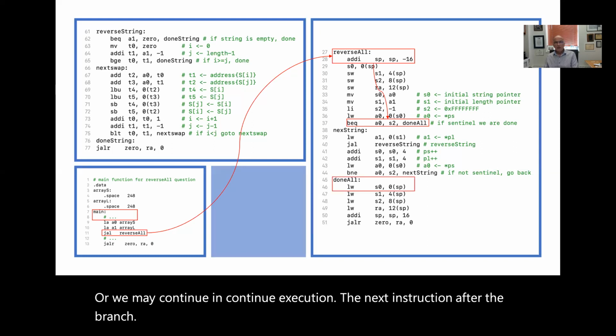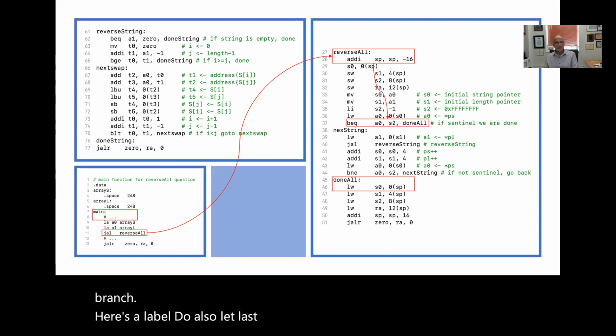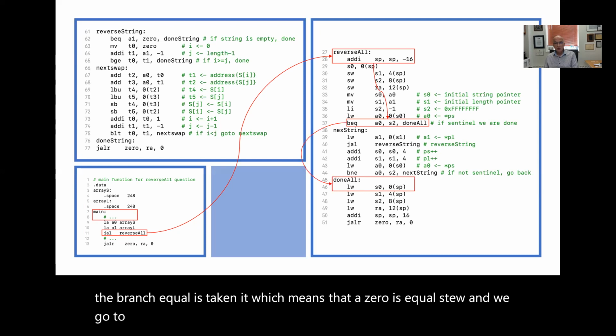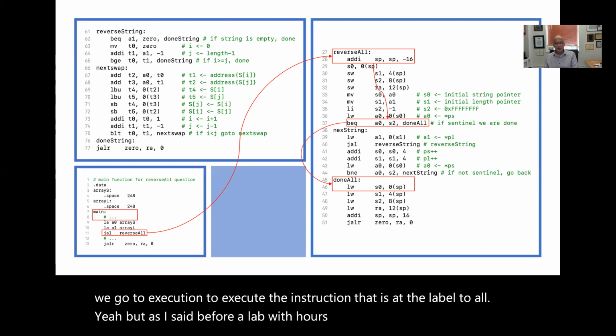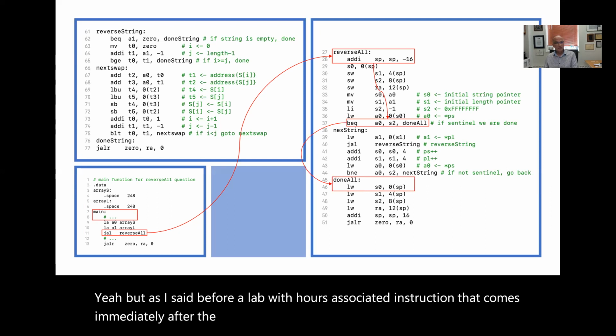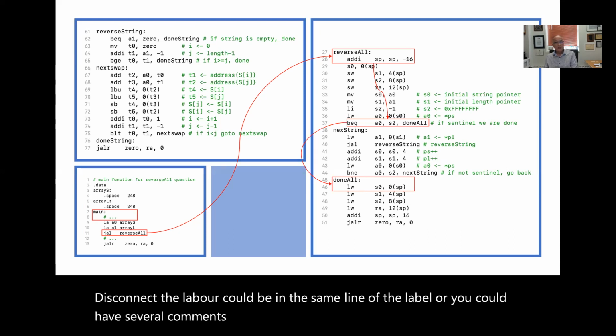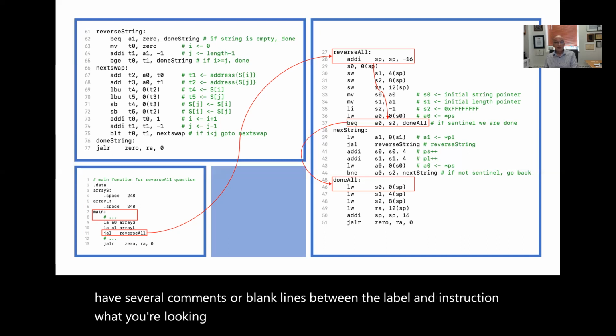Here's the label do all. So let's first follow the path of execution where the branch equal is taken, which means that a0 is equal to 2. And we go to execute the instruction that is at the label do all. And as I said before, a label is always associated with the instruction that comes immediately after the label. The instruction could be on the same line as the label, or you could have several comments or blank lines between the label and the instruction. What you're looking for is the next instruction that comes after the label.